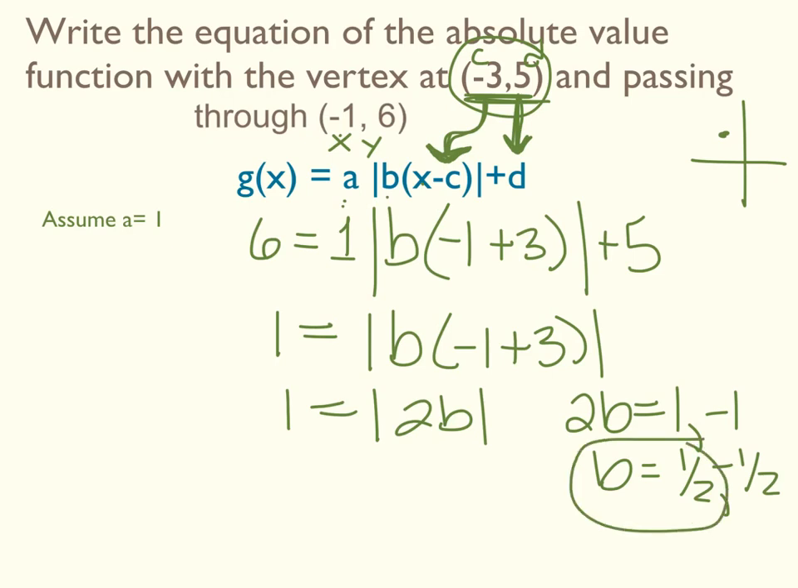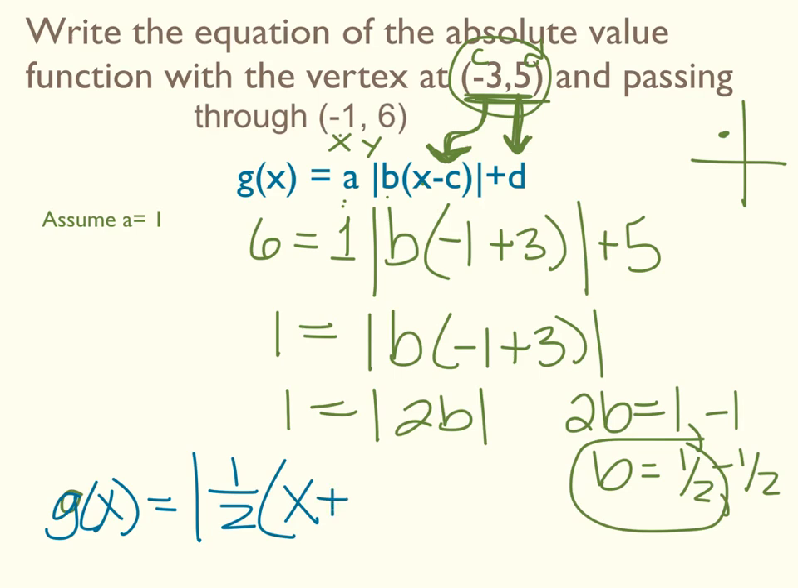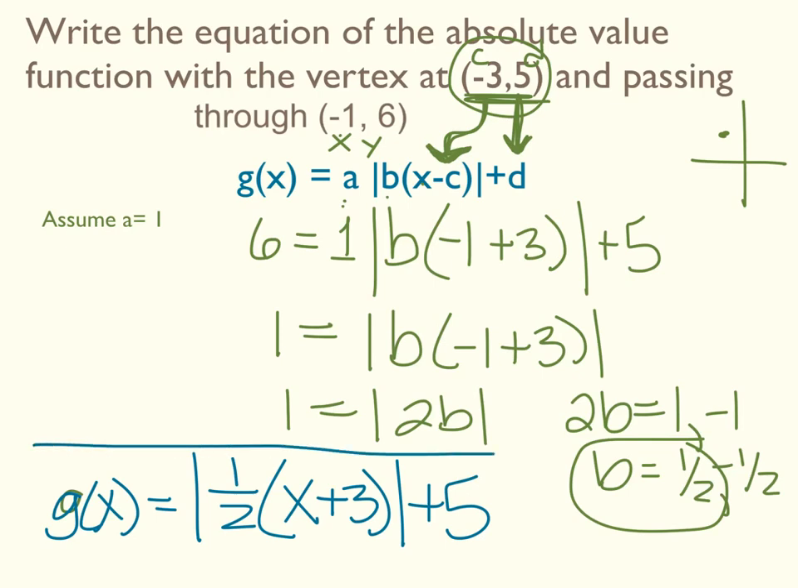And so now we'll rewrite G of X, I'm going to use blue, sorry, G of X equals, and then A was 1, so I'm not going to write anything, absolute value of B, 1/2, parenthesis X minus C, so X minus -3 is X plus 3, and then plus D, so plus 5. And you don't have to multiply that 1/2 out, you don't have to distribute it, you're just done. You can put a box around your answer and you're happy.